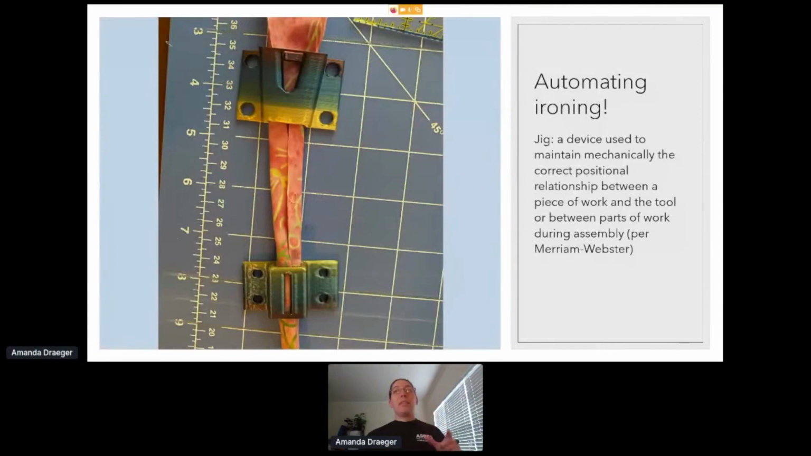So it gave you a little bit of a hint in talking about ironing. It turns out these pieces of plastic are a jig. If you're familiar at all with woodworking, you understand the concept of a jig. It's something that takes a really annoying process and turns it into a really easy process.